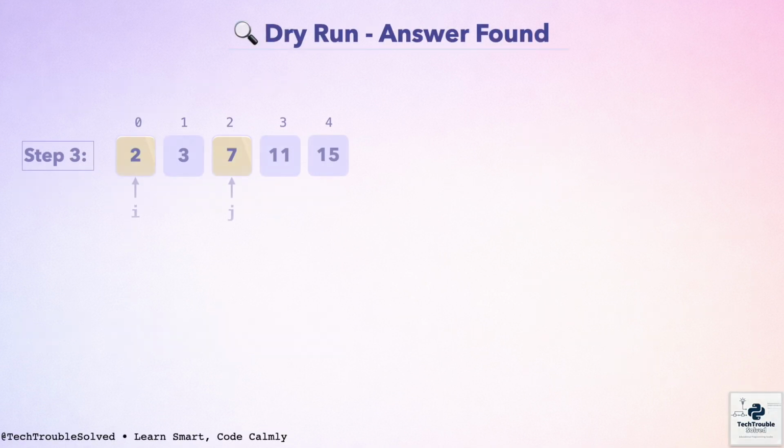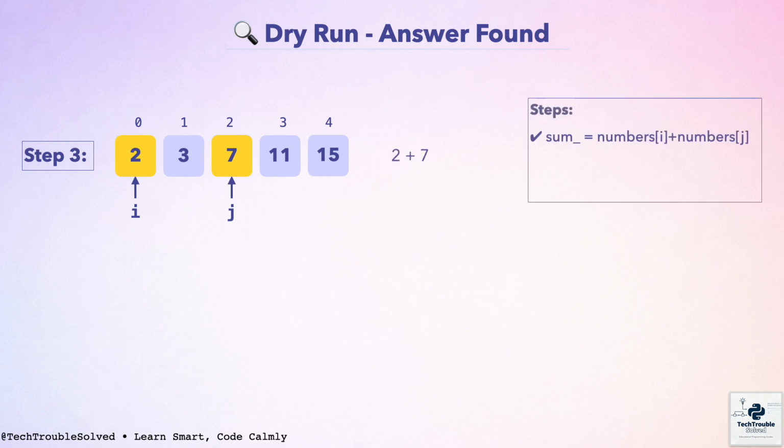Now let's evaluate the next state. The left pointer i is at index 0, pointing to the value 2. The right pointer j is now at index 2, pointing to the value 7. We calculate the sum again. 2 plus 7 equals 9. This time the sum is equal to the target value. So we stop the process here.